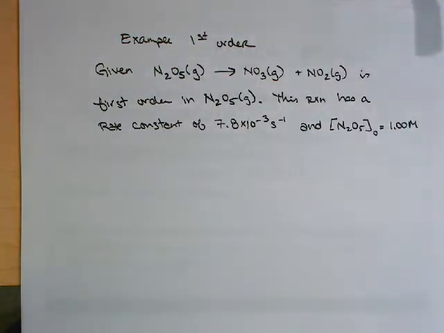Alright, so let's say I'm given this equation, dinitrogen pentoxide, and it decomposes to nitrogen trioxide and nitrogen dioxide. I tell you it's a first order decomposition product. And the reaction has a rate constant of 7.8 times 10 to the negative third inverse seconds. And the N2O5 has an initial concentration of 1 molar.